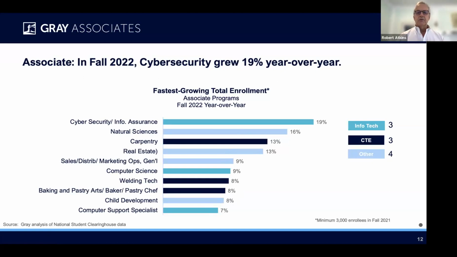So some good, healthy growth in associate programs, though notably these growers aren't increasing at the same pace that our certificates were. Here we're talking under 20%, where we had a number for the certificates that were up well over 20%.